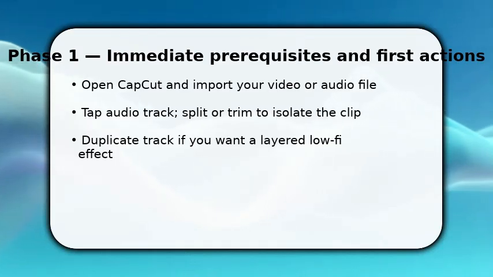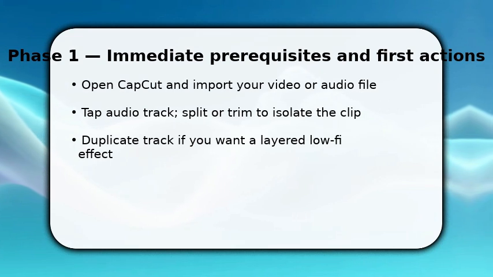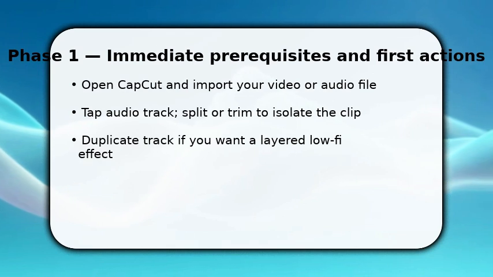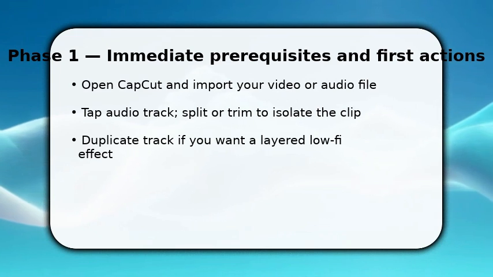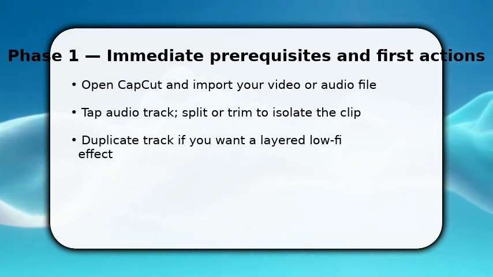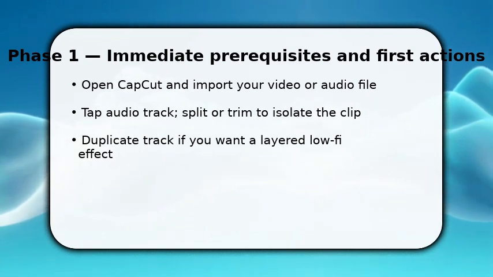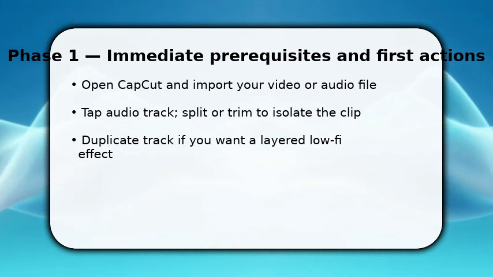You begin by importing your media directly into CapCut. Tap the timeline to select the audio clip you want to degrade. Make sure it's trimmed to the exact section. Once selected, duplicate the track if you plan to blend low quality with original audio for texture. Then open the audio toolbar and choose the advanced settings. This gets you straight into the controls that change fidelity. You're doing the first actionable steps now, not just prepping files.